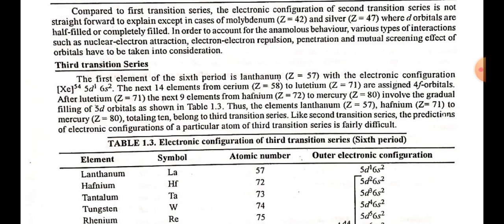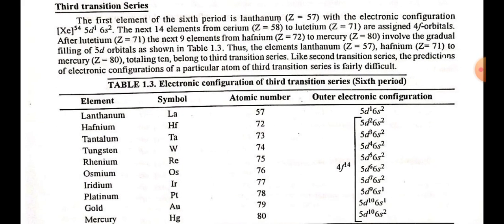Compared to first transition series, the electronic configuration of second transition series is not straightforward to explain except in cases of molybdenum and silver, where d orbitals are half filled or completely filled. In order to account for the anomalous behavior, various types of interactions such as nuclear attraction, electron repulsion, penetration, mutual screening of orbitals have to be taken into consideration.